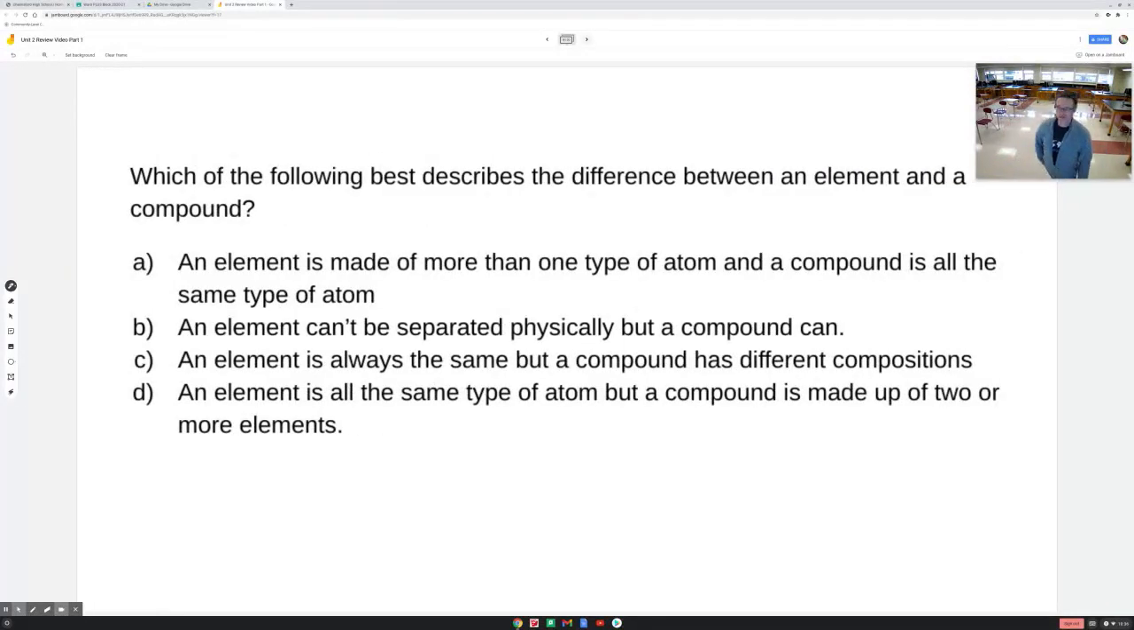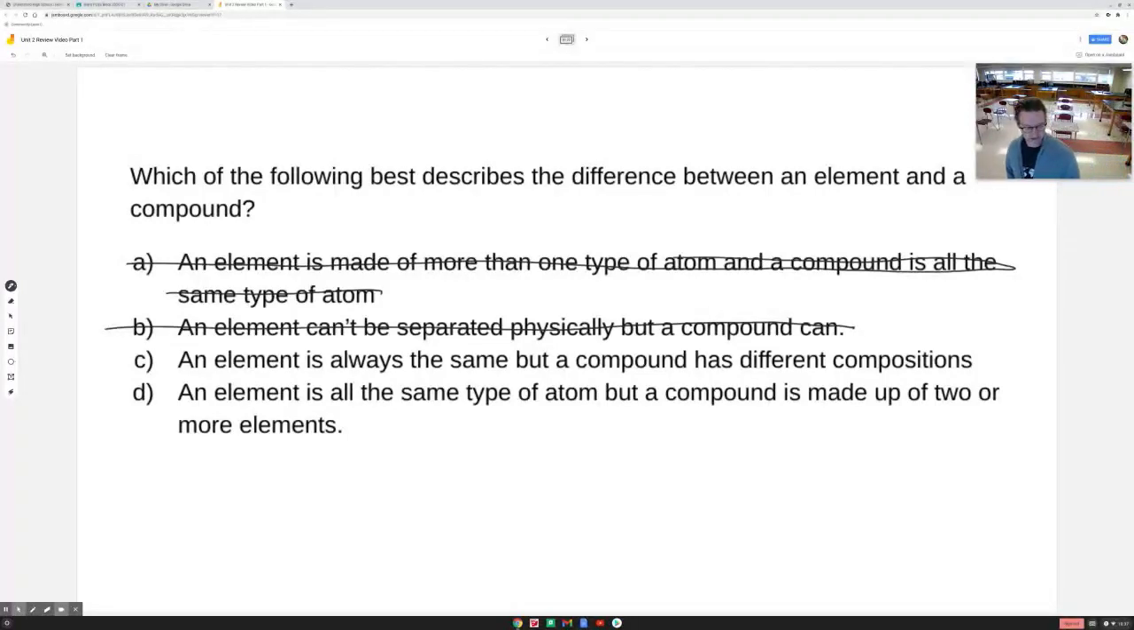All right, which of these is the difference between an element and a compound? This first one is backwards, right? Elements do not have more than one type of atom. Compounds do have more than one type of atom. Element can't be separated physically, but a compound can. No, compounds cannot be separated physically, only chemically.